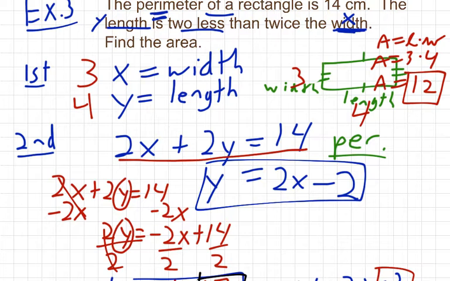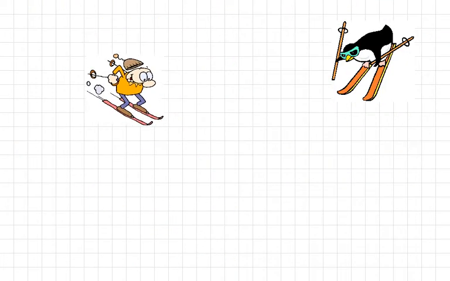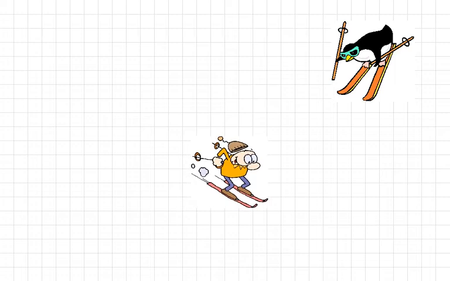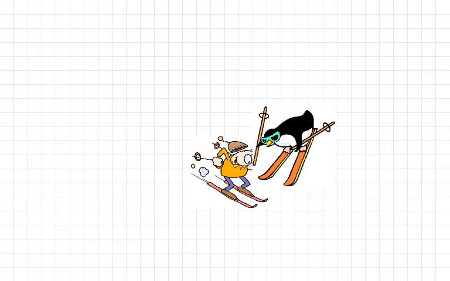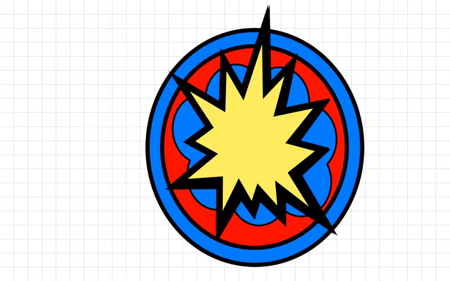Alright, that wraps it up. So wherever the two skiers collide is our point of intersection or our solution. So, bam!